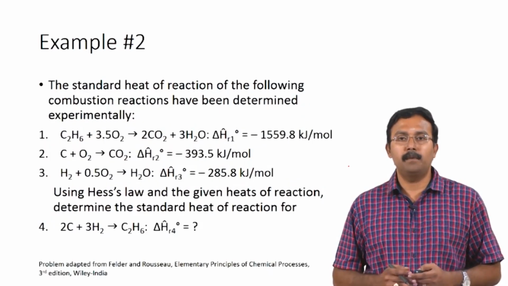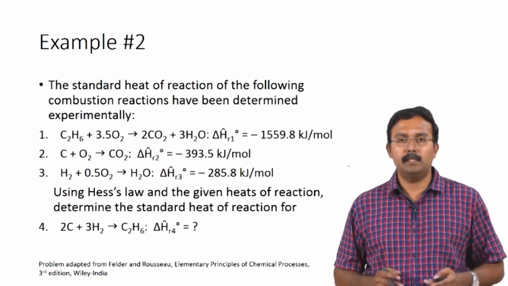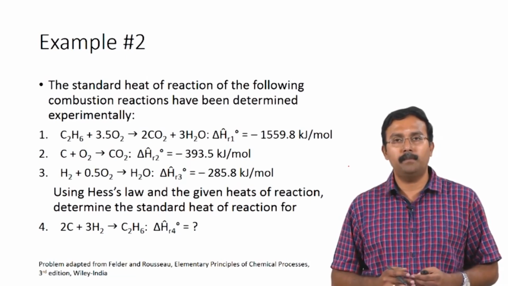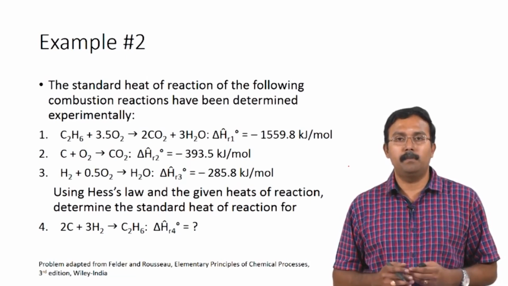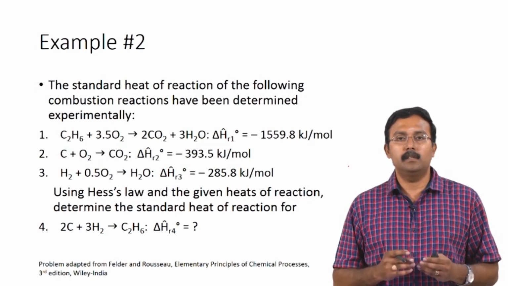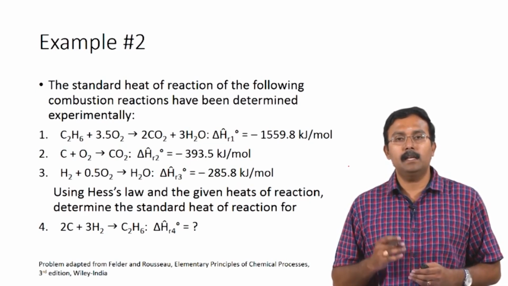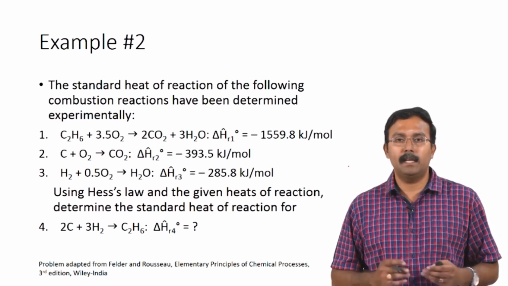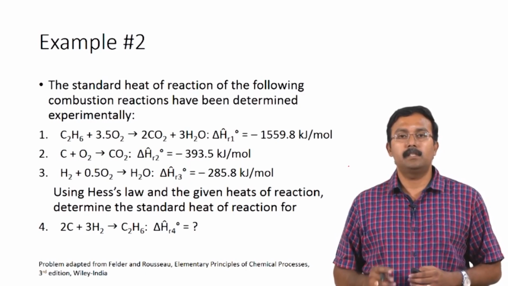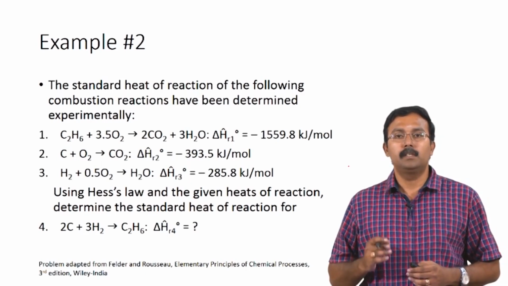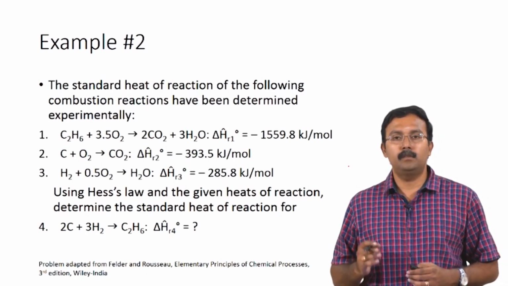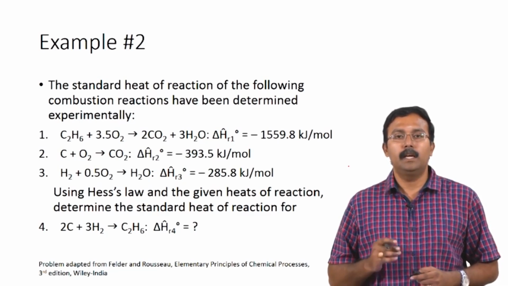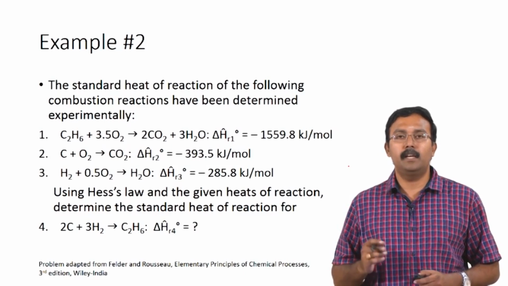Here is an example problem where we will use Hess's law and obtain the heat of reaction for a reaction which would not happen if you tried to perform it experimentally. The example states that the standard heats of reaction of the following combustion reactions have been determined experimentally: C2H6 plus 3.5 O2 gives 2 CO2 plus 2 H2O; C plus O2 gives CO2; H2 plus half O2 gives H2O.